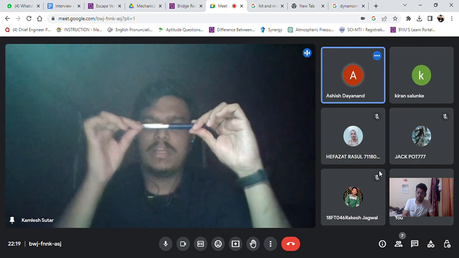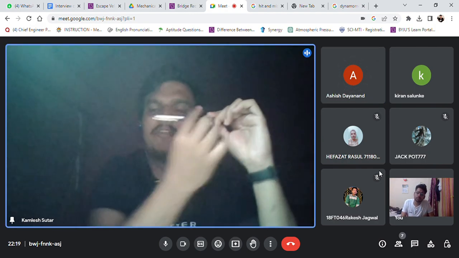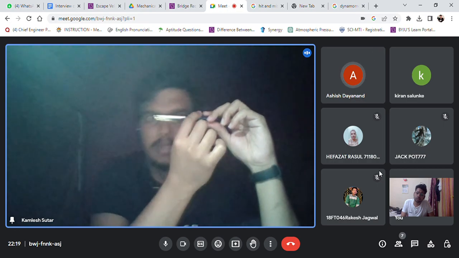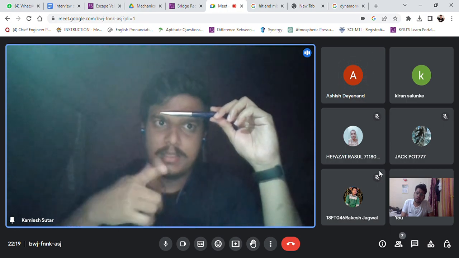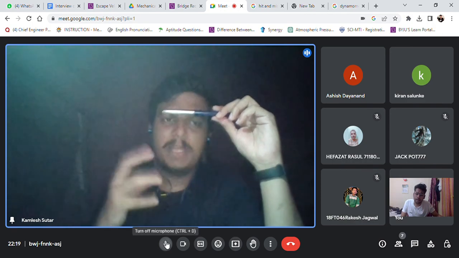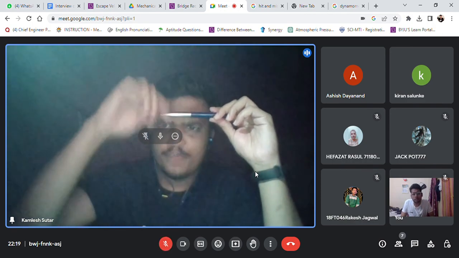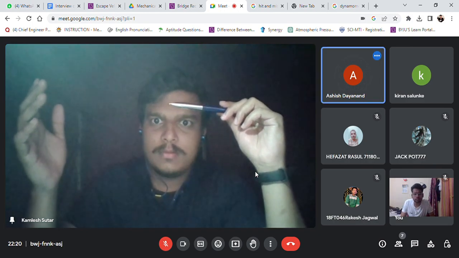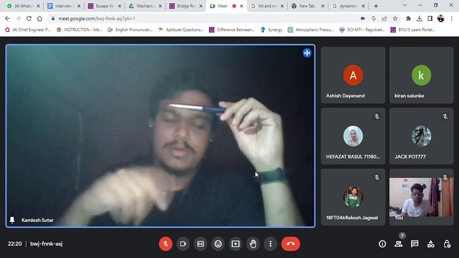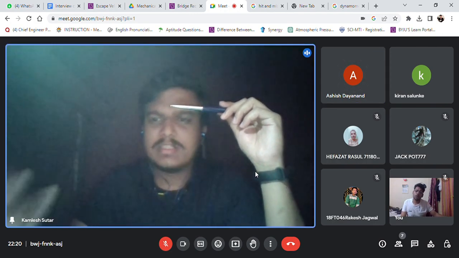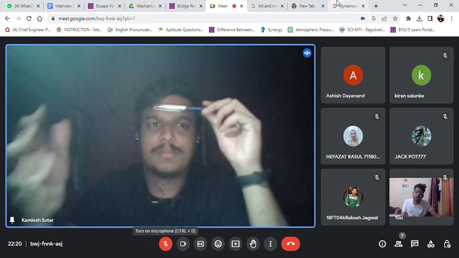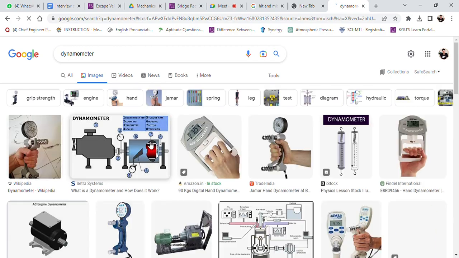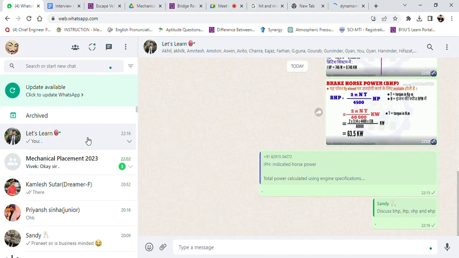Then what will you do? You will run the engine. The shaft will start rotating. Then you will observe some fluctuation at the spring balance, because the rope will be pulled slightly because of the motion and friction. From that deflection, using some constant, I don't remember the exact formula, you could calculate the torque being applied at the shaft. And using that torque, you can calculate the BHP.